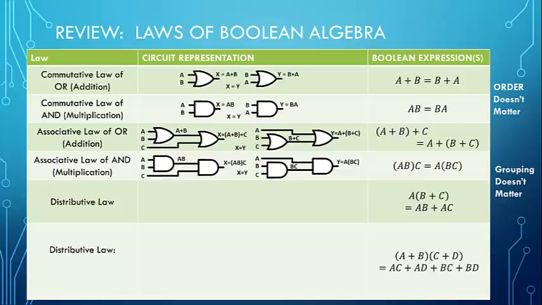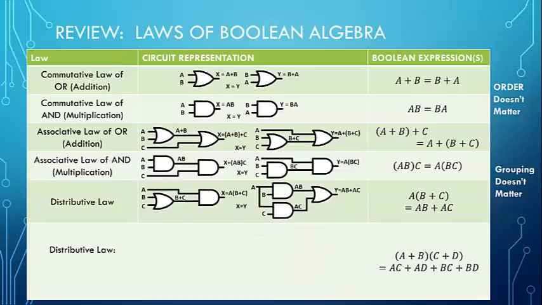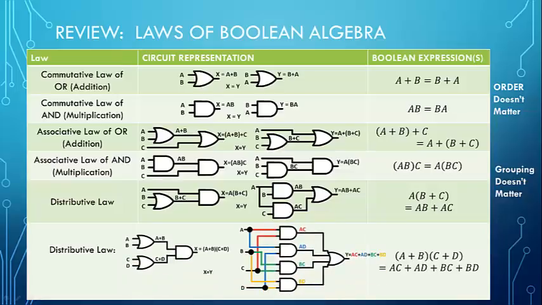for OR and AND operations. Recall that we also have distributive laws. If we distribute the A through the sum of B plus C, we end up with AB plus AC. And that also works all the way up to FOILing out two binomials.